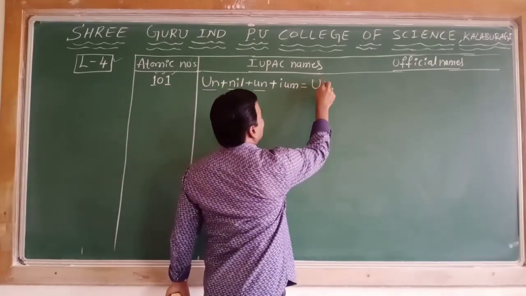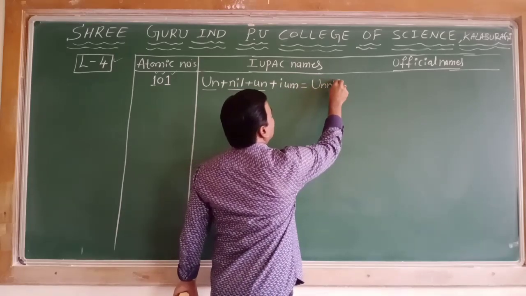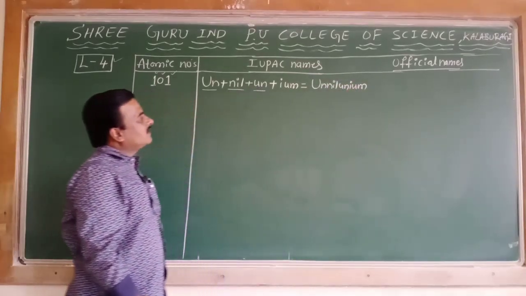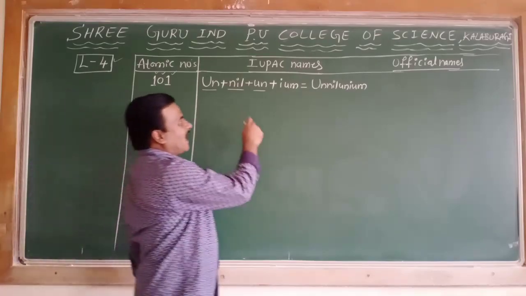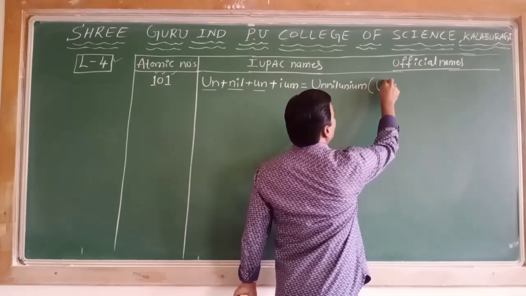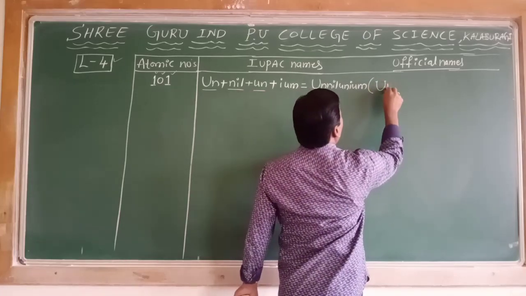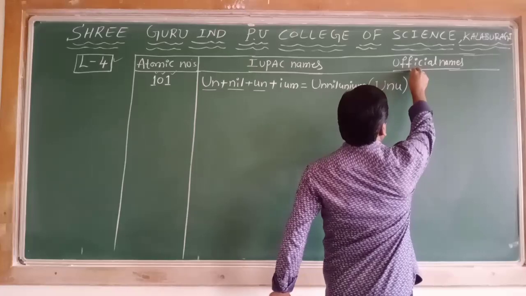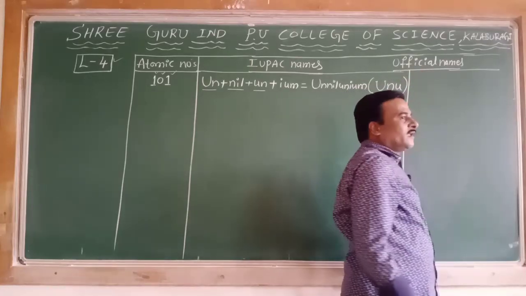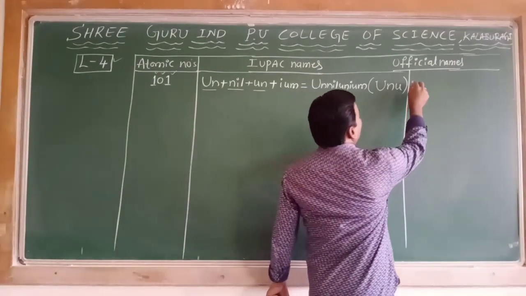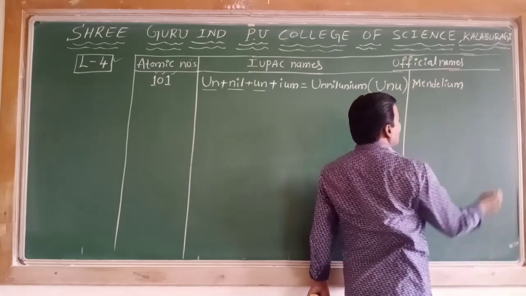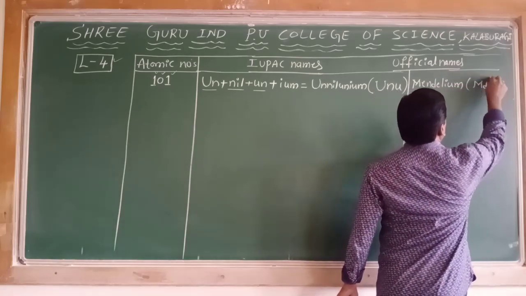Hence the IUPAC name of the element with atomic number 101 is un, nil, un, ium, and the symbol is U, N, U. And the official name of this element given by the IUPAC system is Mendelevium with symbol Md. You can check in the modern periodic table.